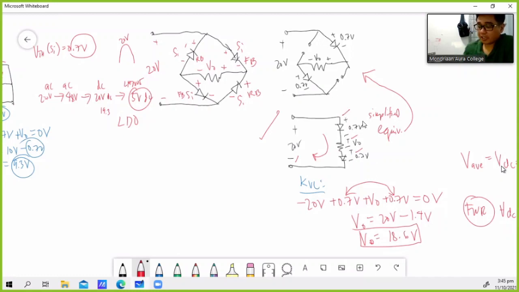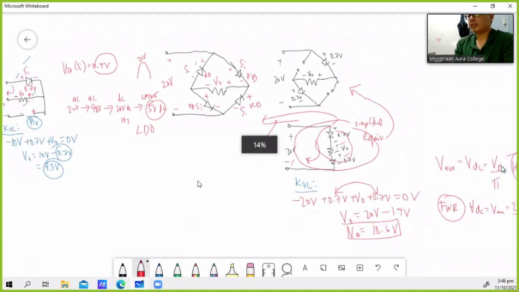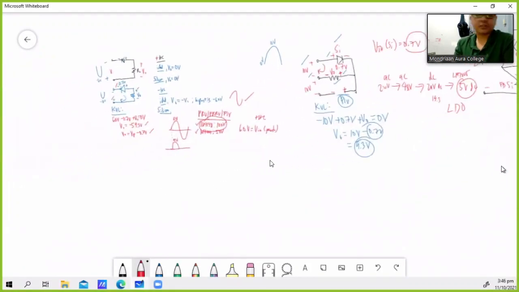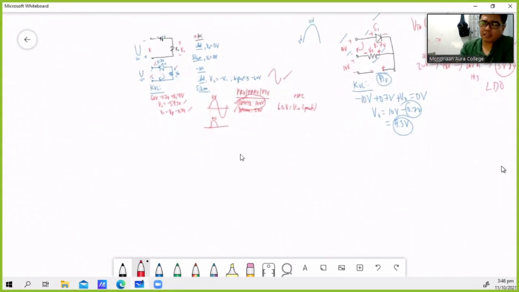And itong combination na to ay naka-parallel with the input. Okay, so this one is in series and the combination of that is in parallel with the input. Okay. Next. So balik tayo dun sa sinasabi ko na PIV at PRRV.